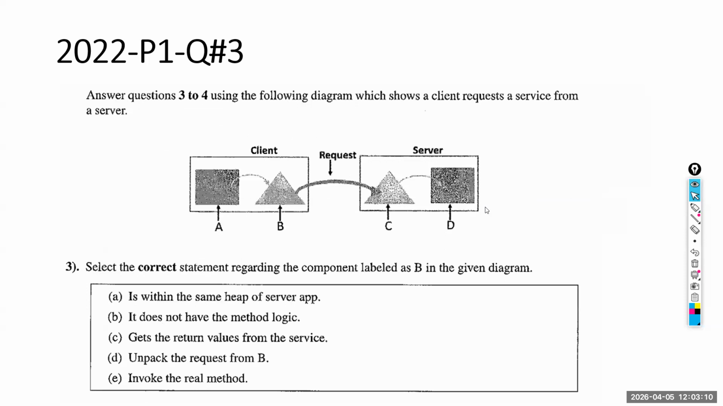Yes, one more question. This is another MCQ. Now you can do the 2024 questions. I have not included 2024 questions here. Answer questions 3 to 4 using the following diagram, which shows a client requesting a service from a server. Again, select the correct statement regarding the component labelled B in the above diagram. So label B is this. Basically, it's a client stub. Right, what is the answer?